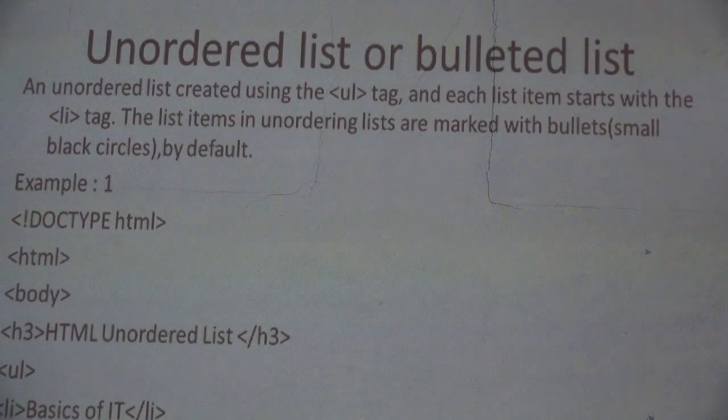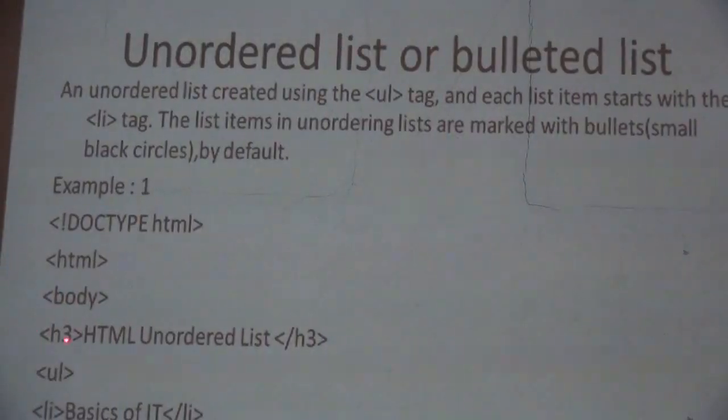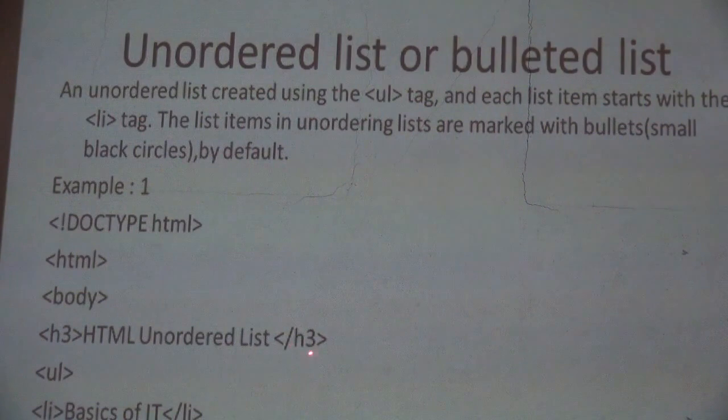So here is the start of the program. I will read from here. H3, heading 3, HTML unordered list. Heading 3 is closed. UL, unordered list, starts here. LI, basics of IT, the same contents I used in the previous program. HTML, PostgreSQL, and this UL tag ends here. Again, slash body is closed, and slash HTML is closed here.